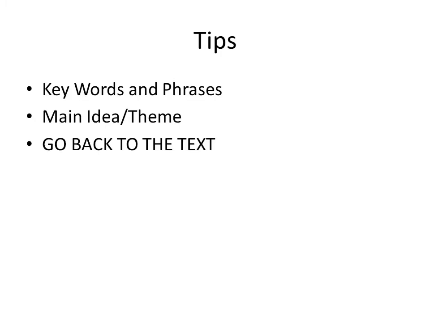Above all else, make sure that you are going back to the text. If they say compare and contrast, don't just make up stuff that you think that you know. Go back to the text. You might want to pull from your key words and phrases to find similarities and differences. You may also want to think about the main idea of the text. If this article is talking a lot about how we vote, you better make sure that one of your similarities or differences is about voting.